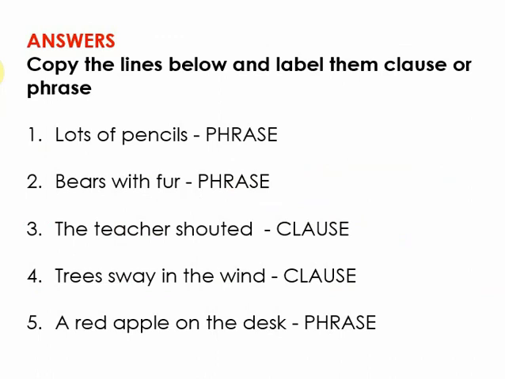Okay, and if you did move on to the clauses and phrases one, then just to be precise, number 1, lots of pencils is a phrase. We don't have a subject or a verb there. Number 2, bears with fur. We don't have our verb there, so it's just a phrase. The teacher shouted. It's a clause. Whilst it doesn't have an object, we've got our subject and our verb, so it counts as a clause itself, okay? Trees sway in the wind. That's a clause as well, because we've got our subject, trees, and our verb, sway in the wind. If we had a full stop, it's actually a full sentence, yeah? And number 5 is a phrase, because we don't have a verb there.